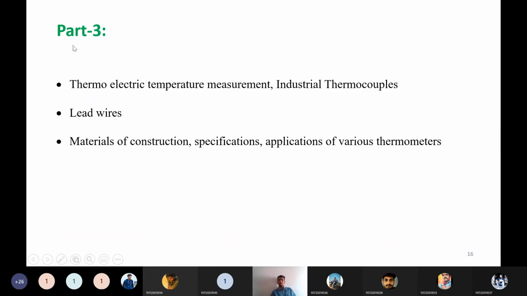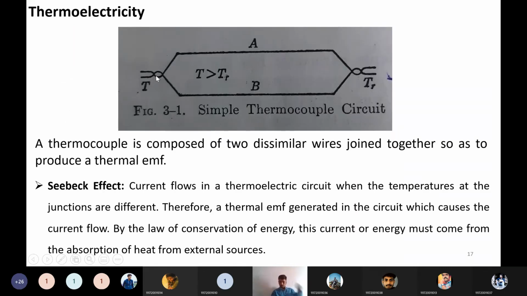Then part 3 will be the thermoelectric effect and the industrial thermocouples, their lead wires and their construction materials. So, thermoelectricity: a thermocouple is usually composed of two dissimilar metals. They will be joined together at both ends. One end is called the measuring junction. Usually that measuring junction will be at the high temperature. It will be in touch with the medium whose temperature has to be measured.